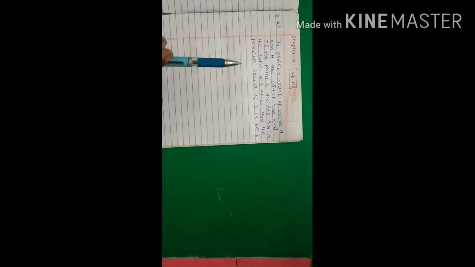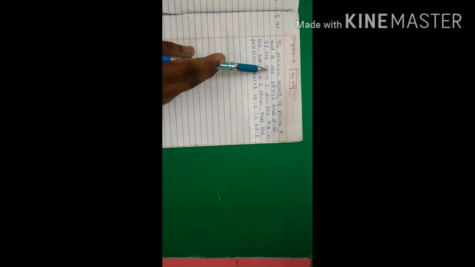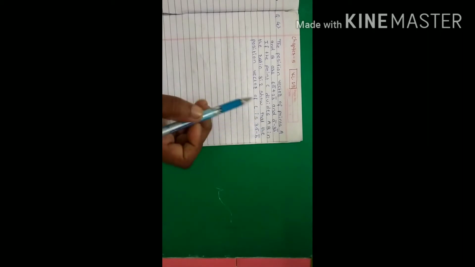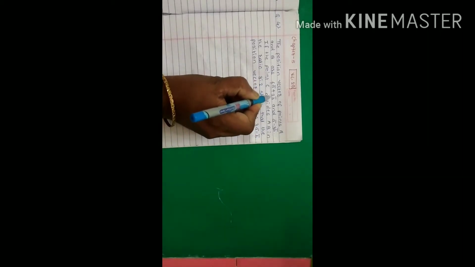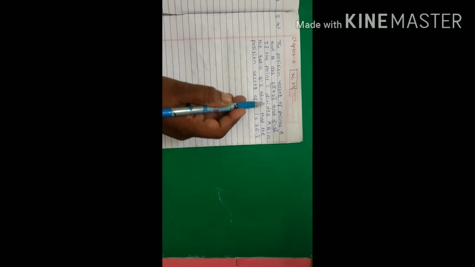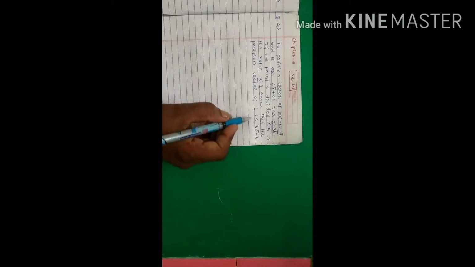Hello students, now I am continuing the next examples of vector exercise 5.2, question number 4. The position vectors of points A and B are 6a bar plus 2b bar and a bar minus 3b bar. If the point C divides AB in the ratio 3:2, show that the position vector of C is 3a bar minus b bar.